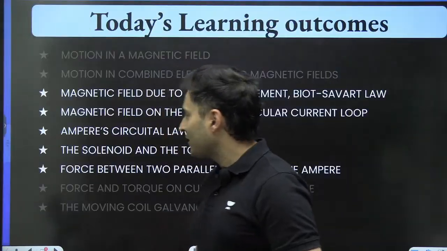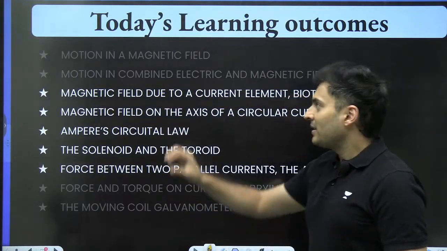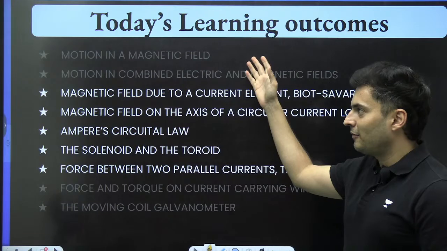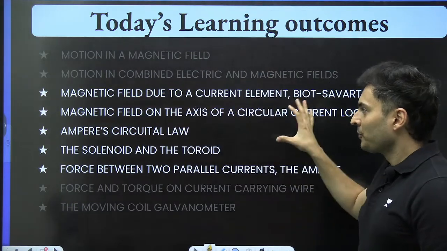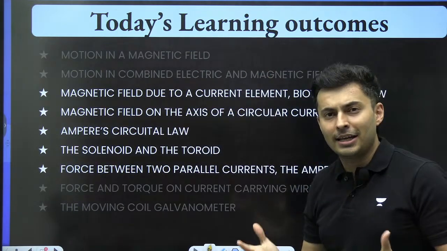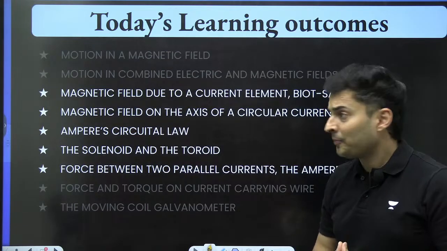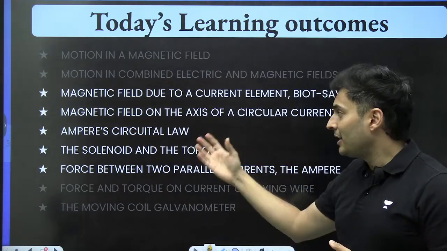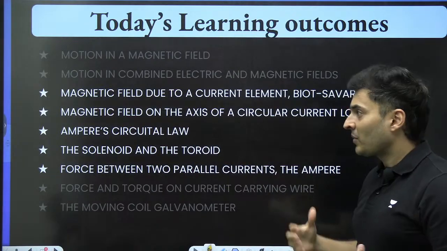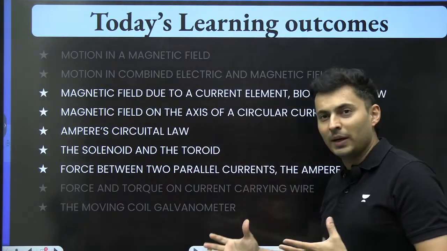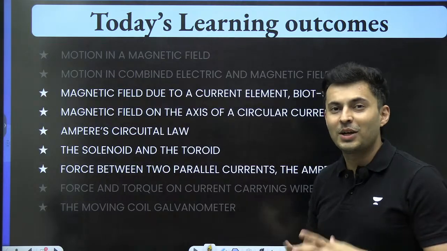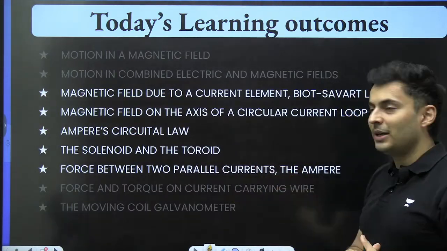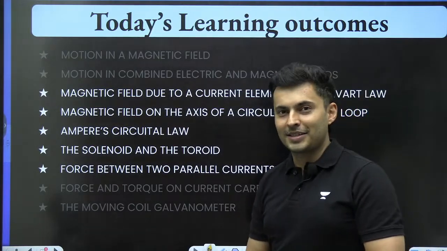In this particular session, what are we going to do? These were the things that we had done last lecture, the ones which are faded out. Today we are going to do magnetic field due to current carrying elements, the Biot-Savart Law. Then we will see the magnetic field due to different geometries, and then we'll go to Ampere's law, and then we will go to solenoid and toroid, which are some amazing applications of Ampere's law, and then we will also see the force between current carrying wires, right?